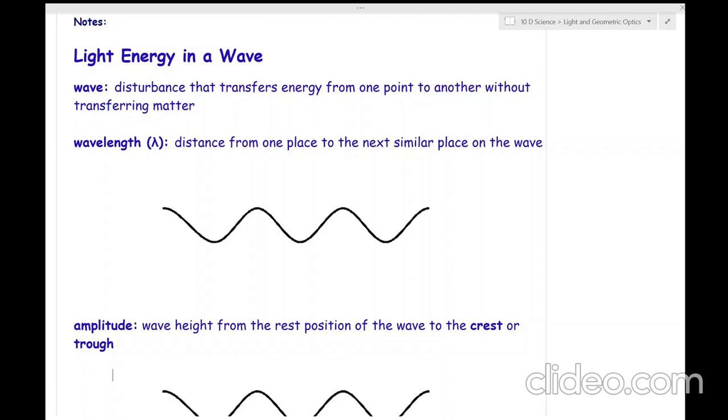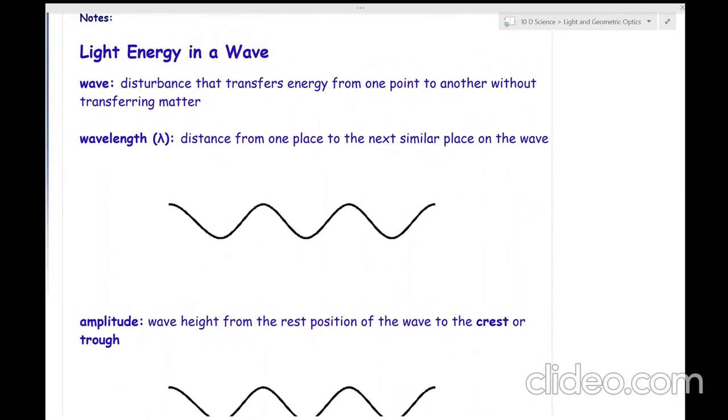So when we look at light as a wave, we have to look at how that wave is actually put together. There are some parameters, some components of those waves that we need to talk about in order to understand what it is that we are measuring here.